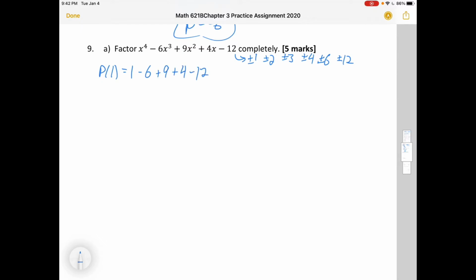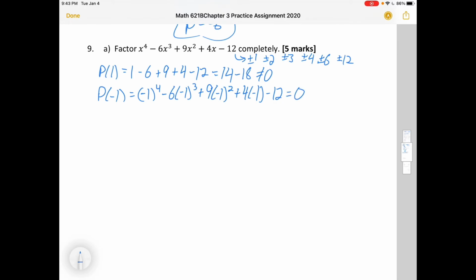Oh, this looks kind of promising. Let's see. That would be how much positive? 14. How much negative? 18. It's not equal to 0. We didn't find a factor. So we'll just try something else. Put in negative 1. Get negative 1 to the 4 minus 6 times negative 1 cubed plus 9 times negative 1 squared plus 4 times negative 1 minus 12. And it turns out that is going to give us 0.